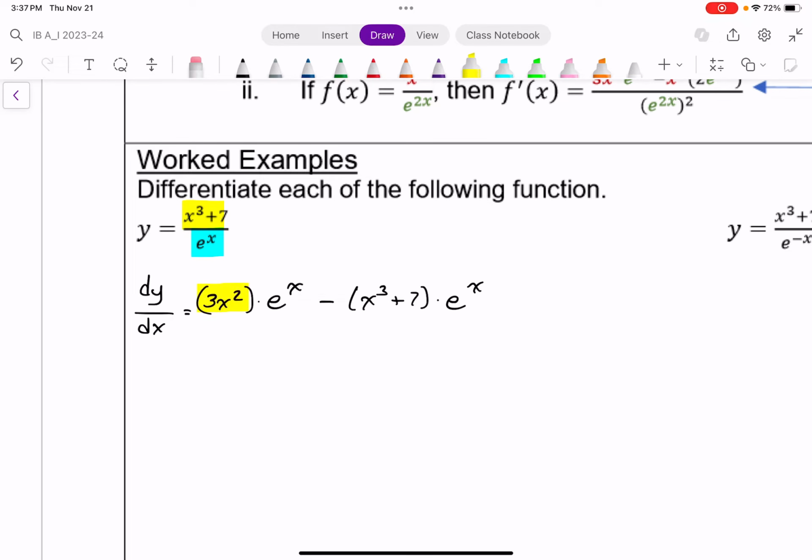So derivative of the numerator times the denominator minus the other way around. The numerator as is by the derivative of the denominator. And all of this good stuff is divided by the denominator squared. So e to the power of x squared.